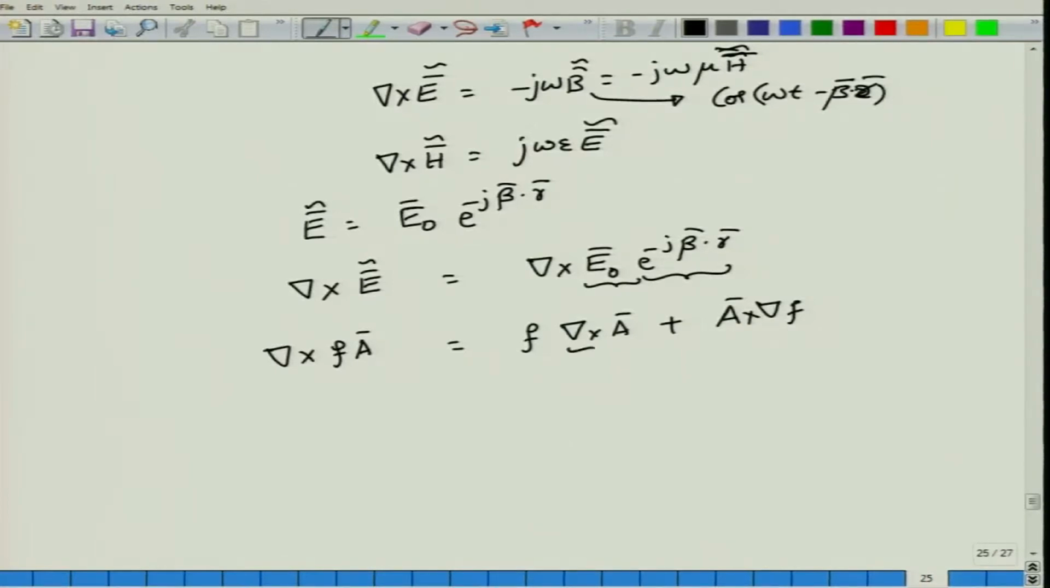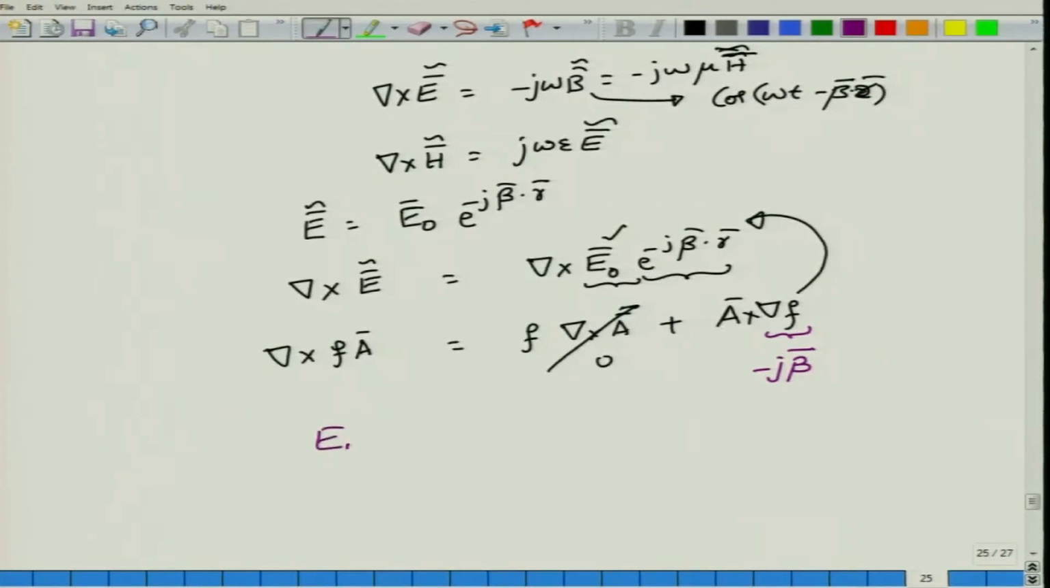Gradient of f will be a vector, but then I have a vector to multiply. So in this case we have a vector identity, which is del cross f A is equal to f del cross A plus A cross del f. Identifying A with the constant vector E0 and f with the phase factor e power minus j beta dot r, this first term will be equal to 0, because curl of a constant is 0, and you can show that gradient of f simply pulls out this minus j beta vector, and of course it will still be e power minus j beta dot r.